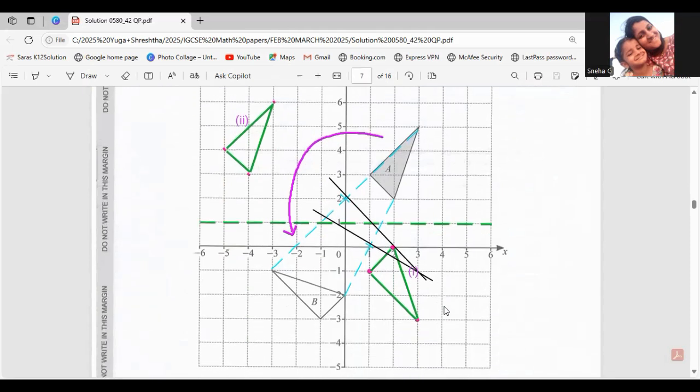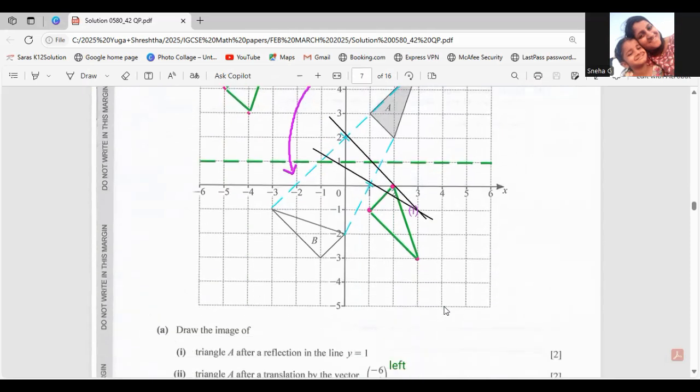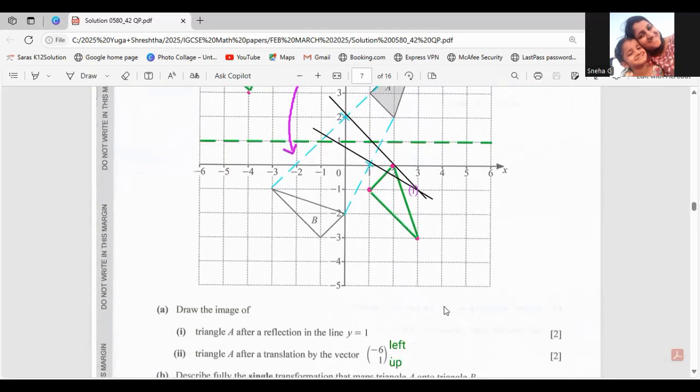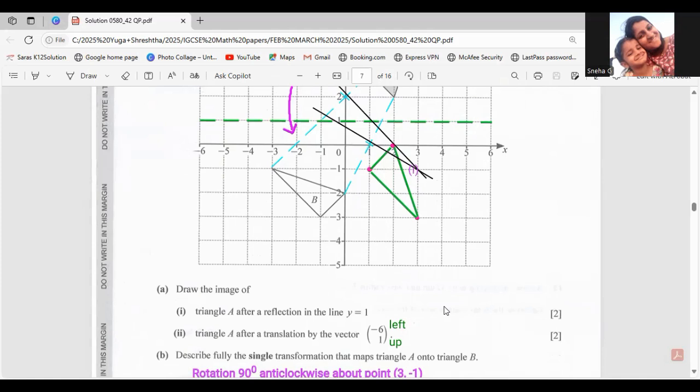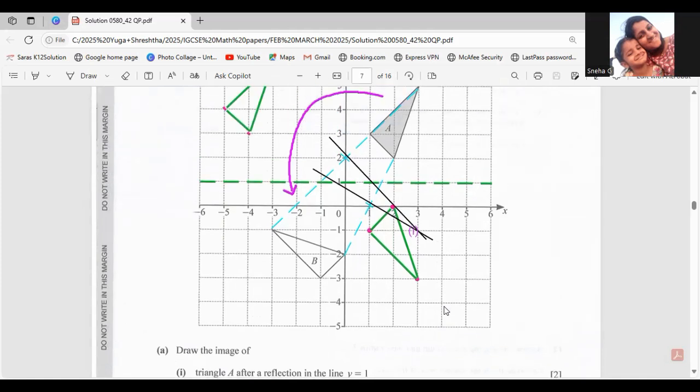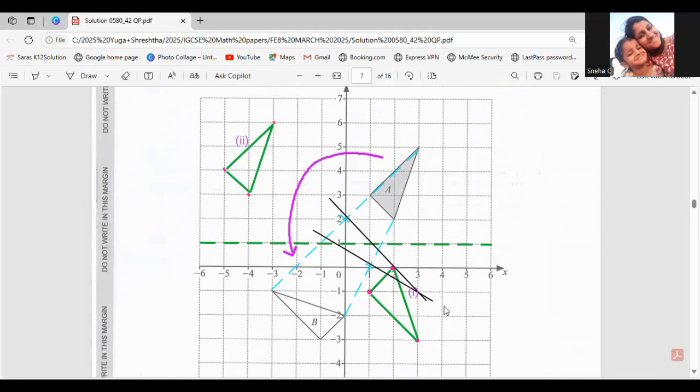Further to question number 10. It's a question based on the chapter transformations. You have been given: draw the image of triangle A after reflection in line y is equal to 1. So this is the originally given triangle A. You have to draw its reflection in line y is equal to 1. So this dotted line which I have marked is the line y is equal to 1 because it's on the y-axis and passing through point 1. And then in this particular line, the reflection of triangle A looks like this.